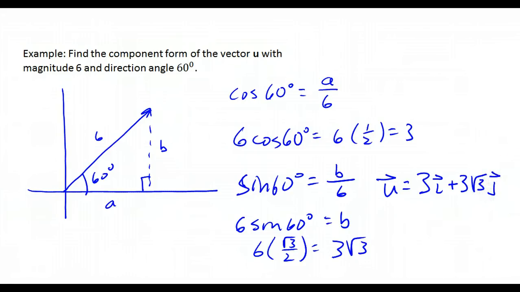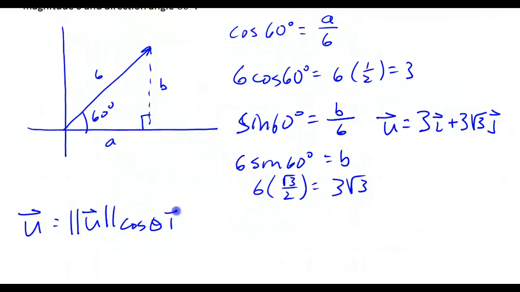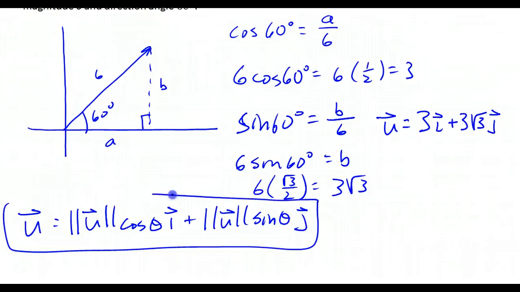And you can generalize that result by saying that u is equal to the magnitude of u times the cosine of theta in the i direction plus the magnitude of u times the sine of theta in the j direction. And that's pretty much all you need to know about vectors in the plane.